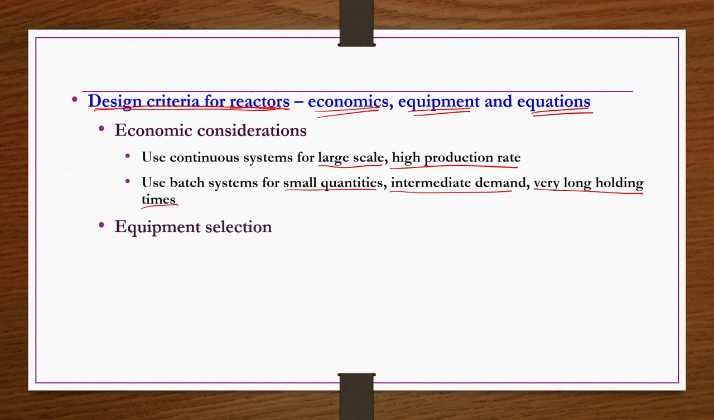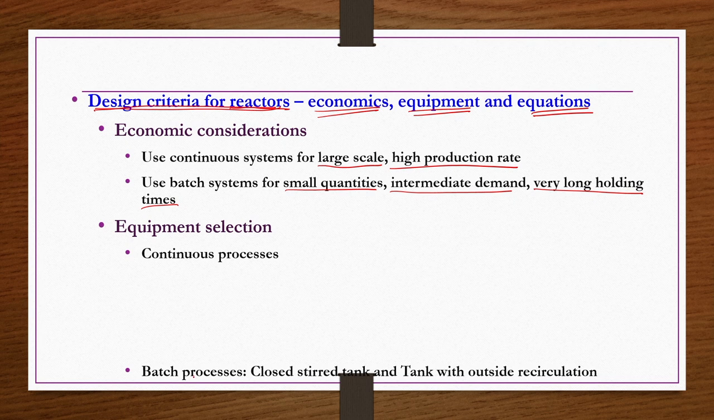Then equipment selection, what equipment should you use? That's also a very important design criterion for reactors, right? So should you go for continuous reactors, or should you go for batch reactors, where closed stirred tank and tank with outside circulation, recirculations are there.